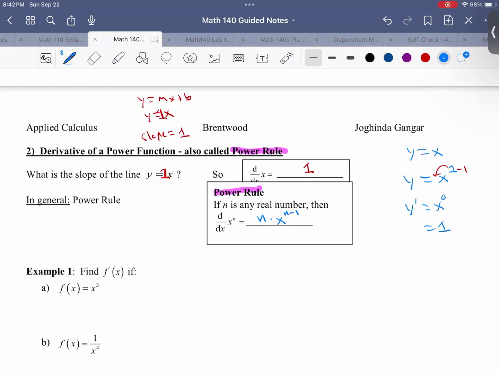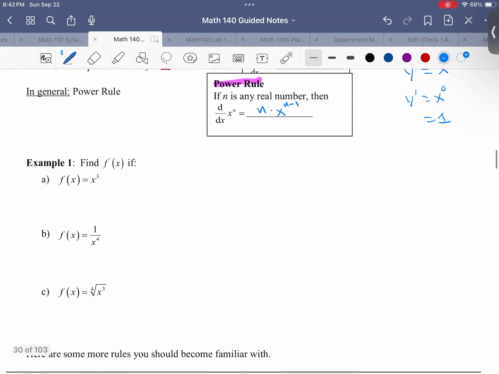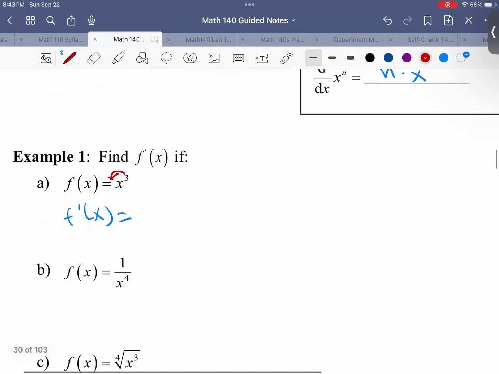Okay. And this happens with any type of exponent. So let's look at some examples. We want to find the derivative of each one of these functions. So we have f of x equals x to the third. If we want to find the derivative of this, what happens is this 3 drops down, and I subtract 1 from 3. So this becomes 3x squared. And that's it. That's my answer.